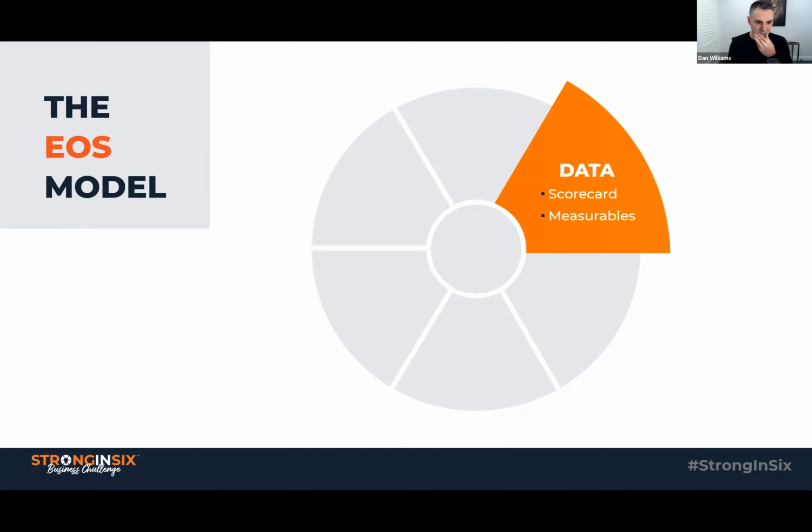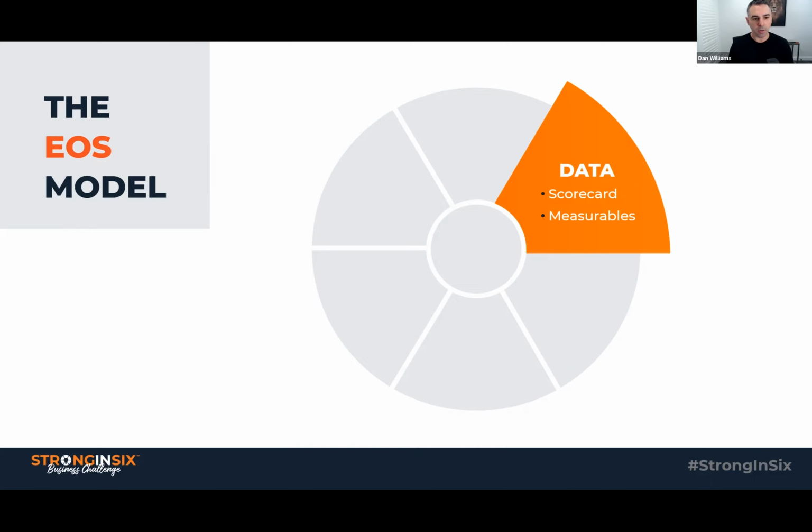The second part of the second discipline of the data component is what we call measurables. So we have a tool which relates to the people component, which is called the accountability chart. The accountability chart is effectively a map of your organization based on the functions of the organization. It's kind of like an org chart, but far more useful because it's based on the needs of the business. It has every seat, every function in the business, has what the 5 roles are, and then it has people's names in it.